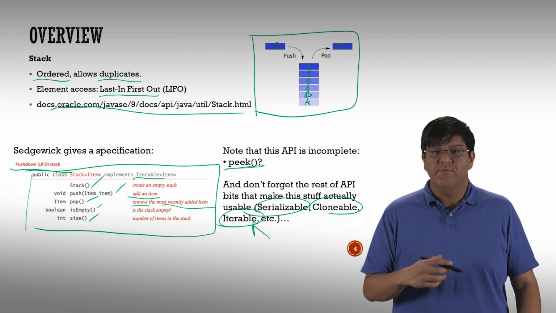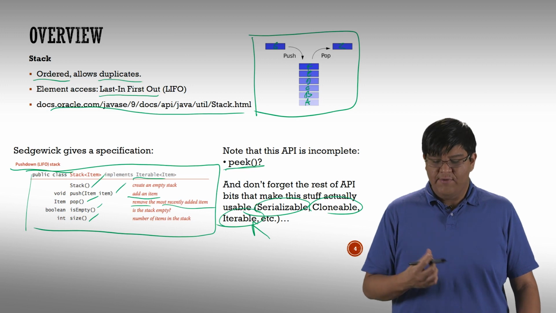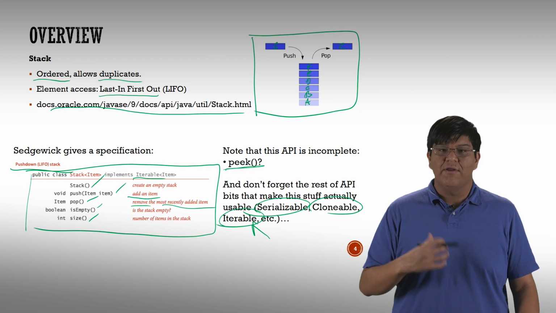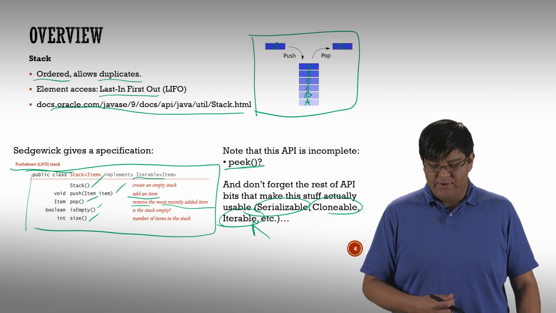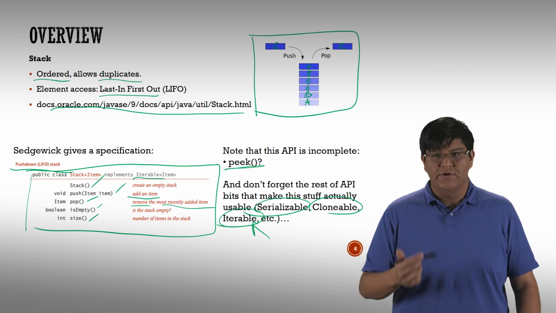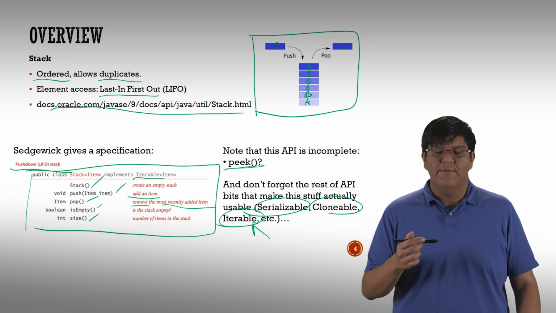As a reminder, Serializable is basically supporting a way to make copies of this object to disk. Cloneable is I want to make deep copies of it in memory. So I have one stack, I want to clone it, I want to make another copy. That's what Cloneable supports. Those are other things that are very useful. We're not going to be talking about those first two. We'll just do Iterable. In practice, you would probably implement them as well.